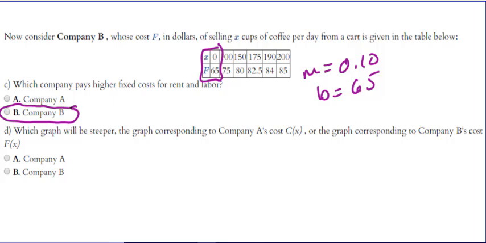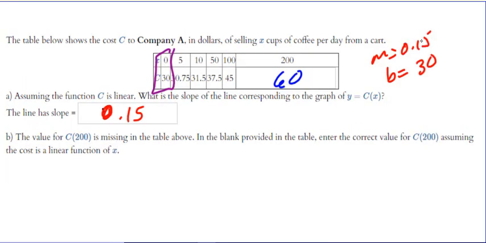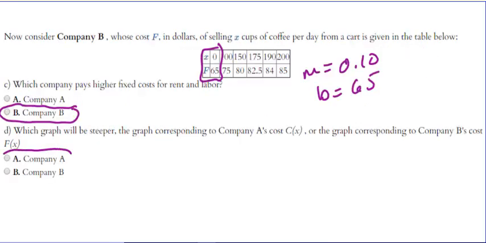Which graph will be steeper, the graph corresponding to company A or the graph corresponding to company B? Well, we need to look at the slopes. I got a 0.1 for company B and a 0.15 for company A, and that would mean that company A has a greater slope.